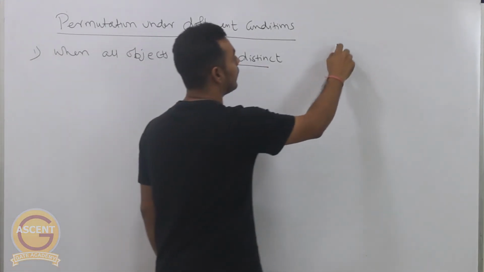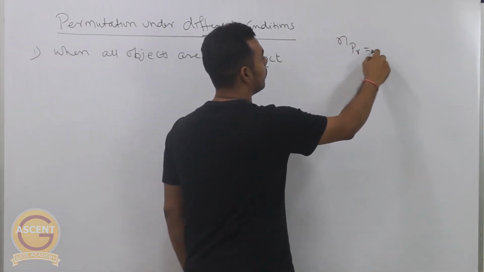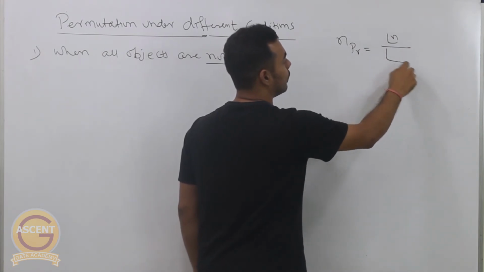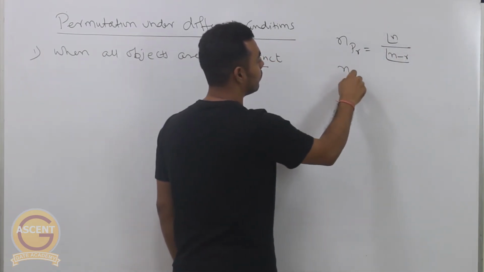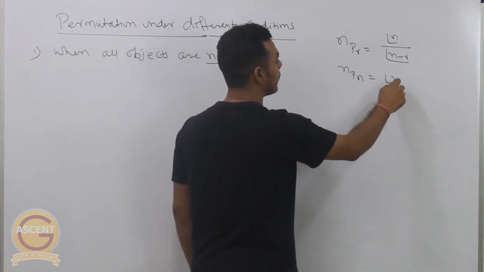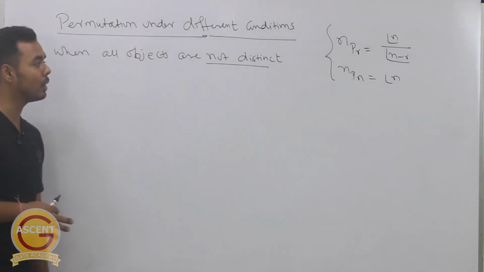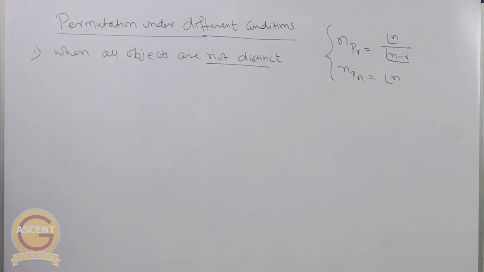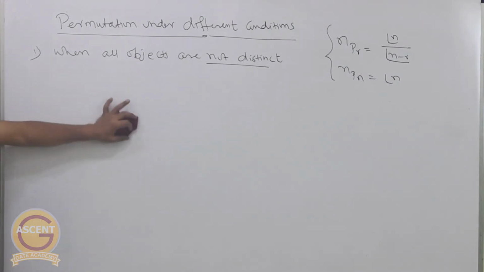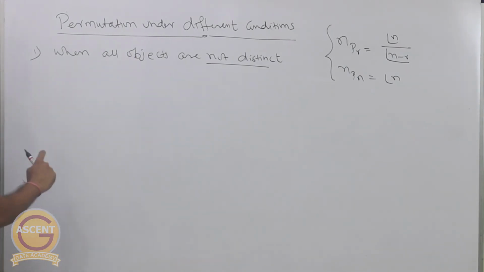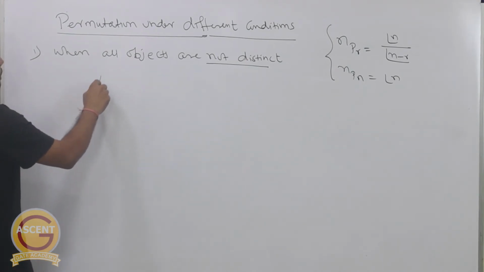The formula for nPr that we had seen was factorial n by factorial n minus r, and the formula for nPn was factorial n. But these two formulas you had to apply only when all the n objects are different. Now here we will see what happens when some of the objects are the same. I will explain that concept with the help of one example.